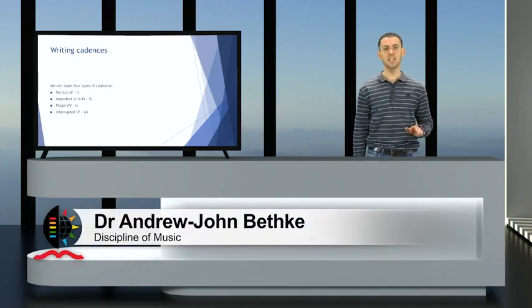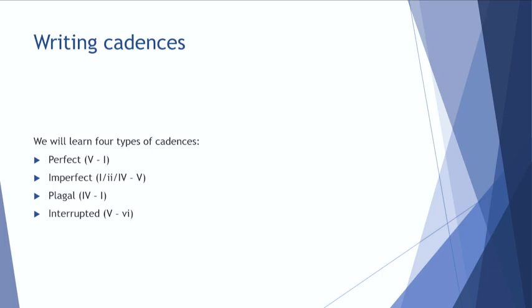The perfect cadence is when you have chord 5 going to chord 1. The imperfect cadence, there are several of them. You can go chord 1 to chord 5, or chord 2 to chord 5, or chord 4 to chord 5. Basically, the imperfect cadence is when you land up on the chord 5. And then plagal cadence is when you go from chord 4 to chord 1. And interrupted cadence when you go from 5 to 6.